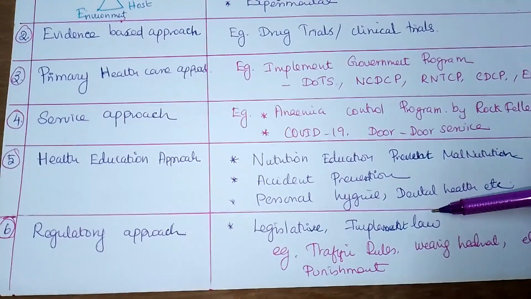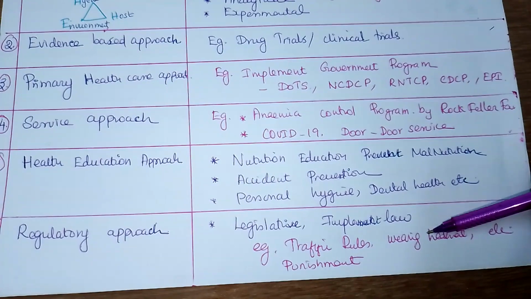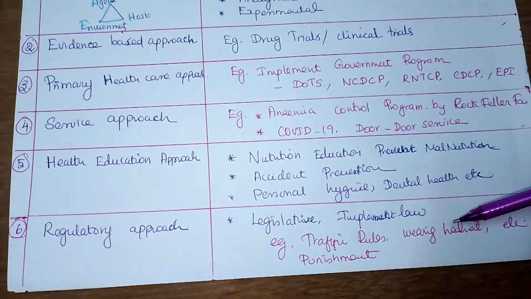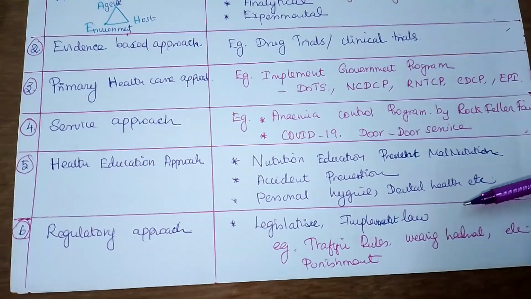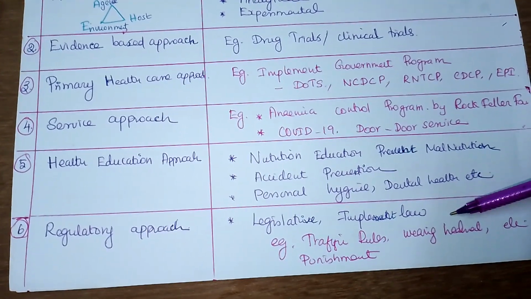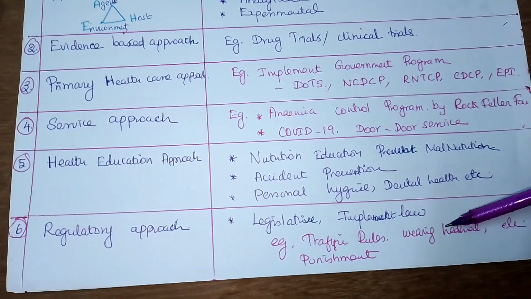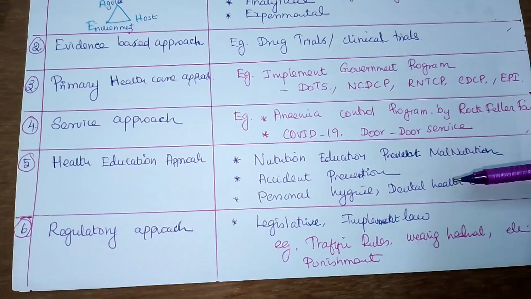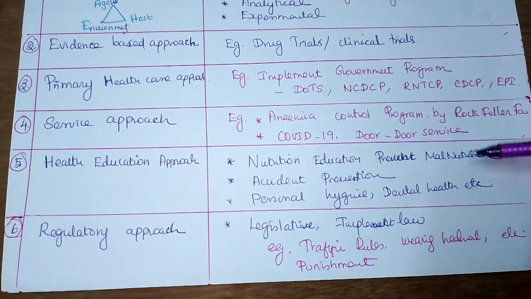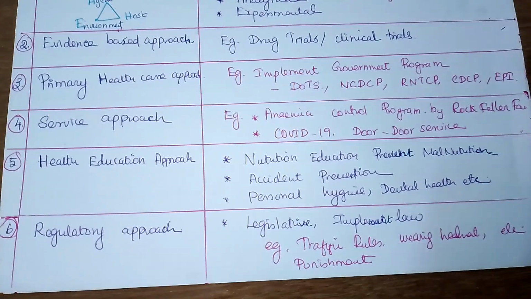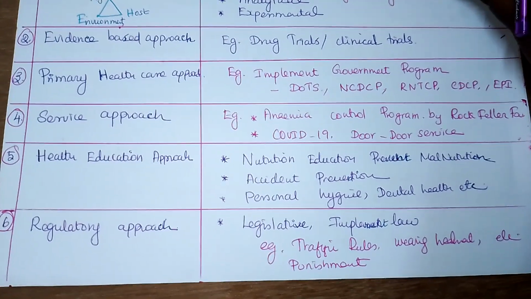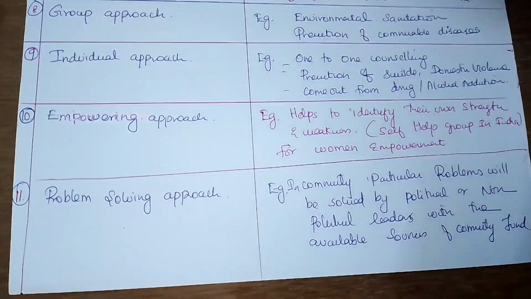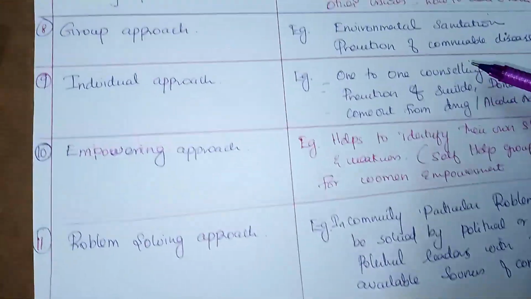Then comes the regulatory approach. This approach is also mostly useful. People are always afraid of laws, rules and regulations, or punishments. It is called the law and legislative approach. For example, people are not following traffic rules, and Chennai is maybe the third city for accidents. We tell them to wear the helmet, but they may not wear it. If you impose punishments, like seizing the passport, it will work out. That is called the regulatory approach.